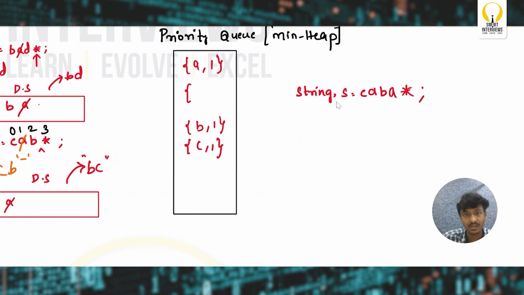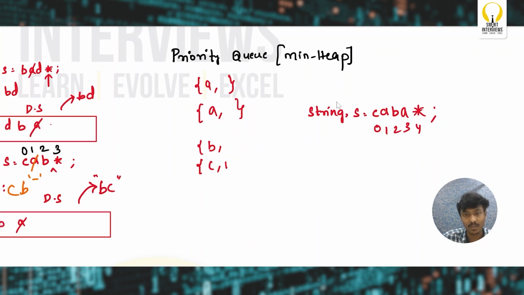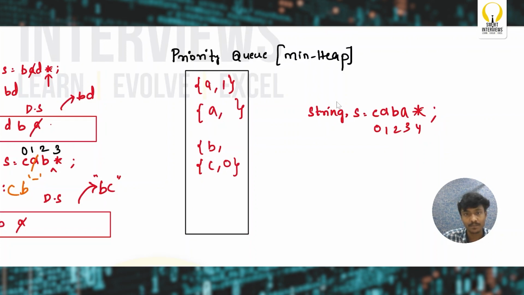You're going to insert A comma 2. As a priority queue by default sorts in ascending order, you're going to have A comma 2. Sorry, this is 0, 1, 2, 3, 4, right? So C comma 1, then C comma 0, then A comma 1, then what else? B comma 2, then A comma 3, right?